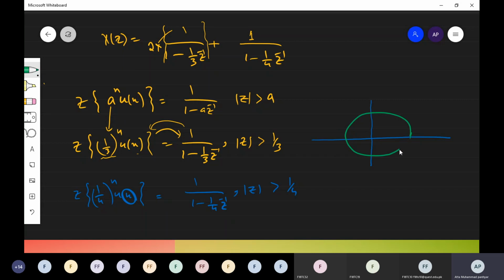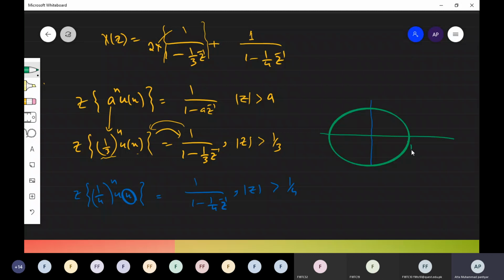Complete circle. Let's try it again. No? Come on. What has happened? Let me draw it myself. I wish to try it.